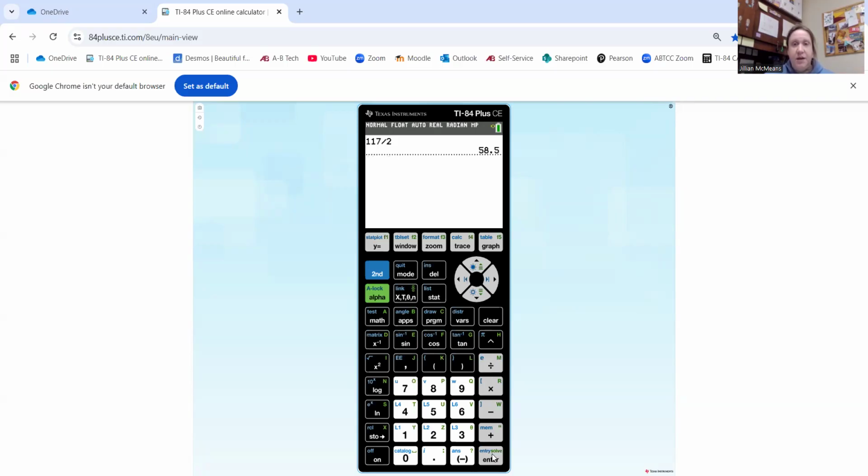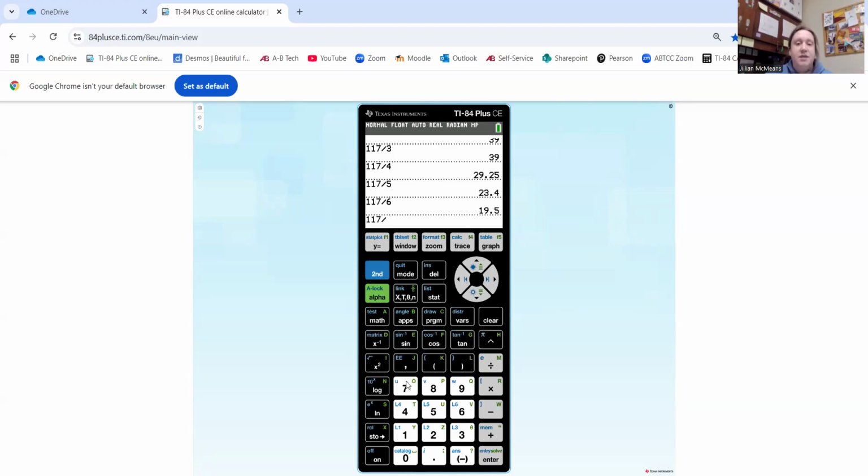117 divided by 3, we have 3 and 39. So that's a possible factor pair. So we need to remember 3 and 39. 117 divided by 4, decimal, toss it. 117 divided by 5, decimal, toss it. 117 divided by 6, decimal, toss it.